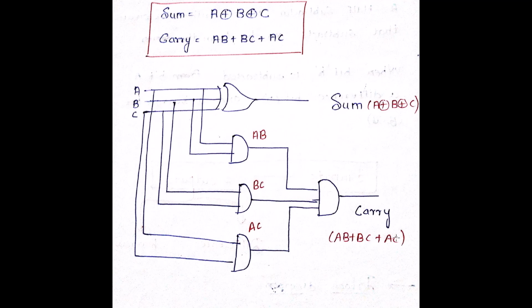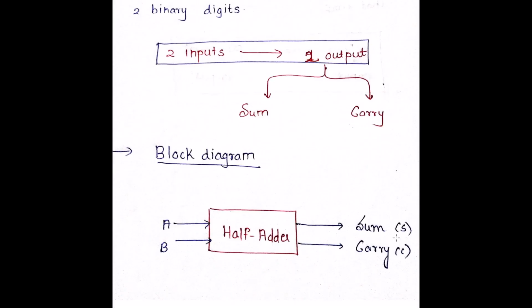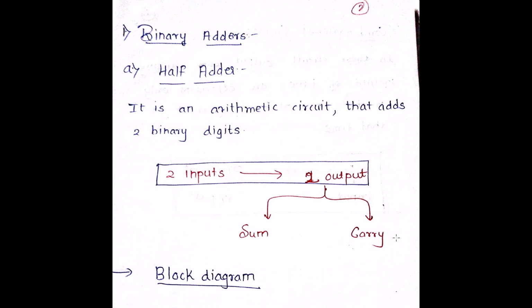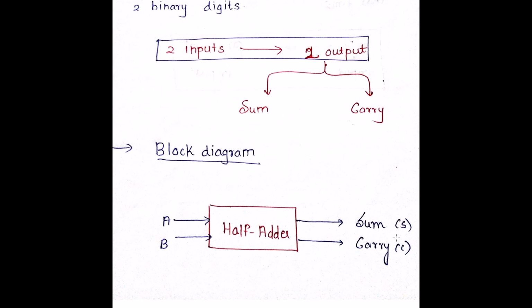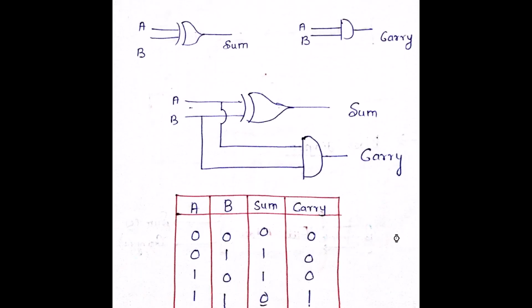So I hope I'm very clear. I'll just give you an understanding about this. There can be half adder and full adder. The half adder gives you 2 inputs, the full adder gives you 3 inputs. The output can be in terms of sum and carry. Half adder consists of 2 inputs and the outputs are sum and carry. Sum is A XOR B, carry is A into B.